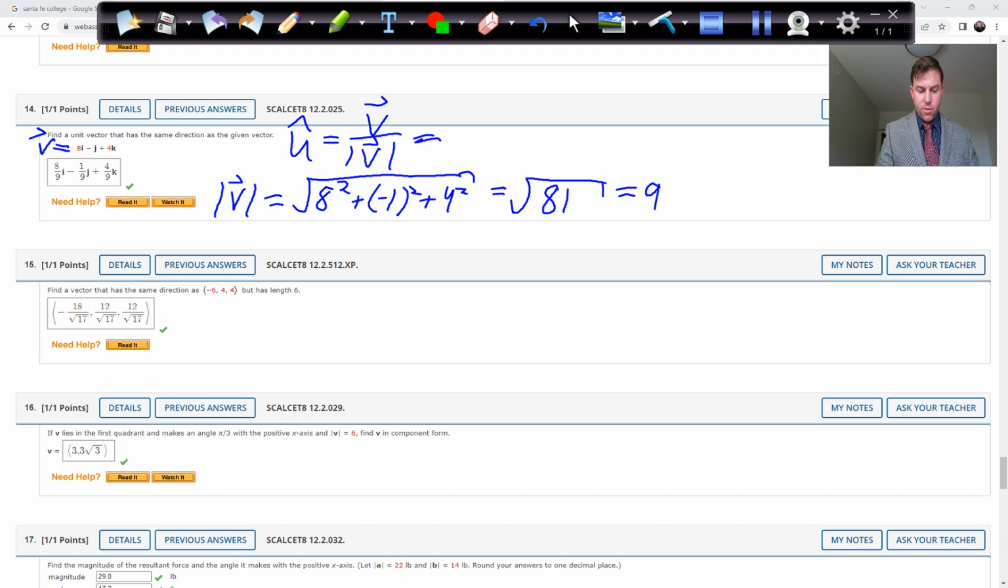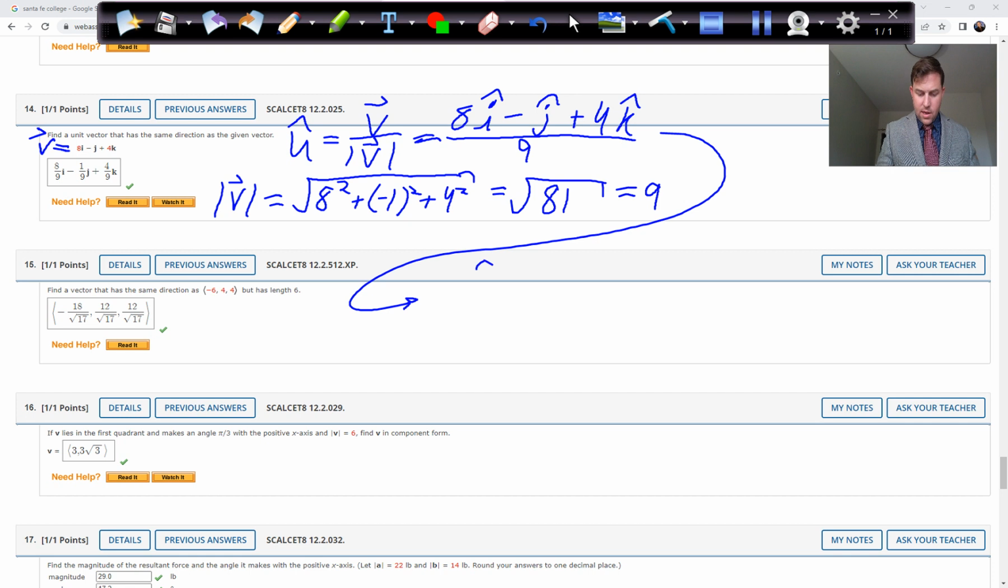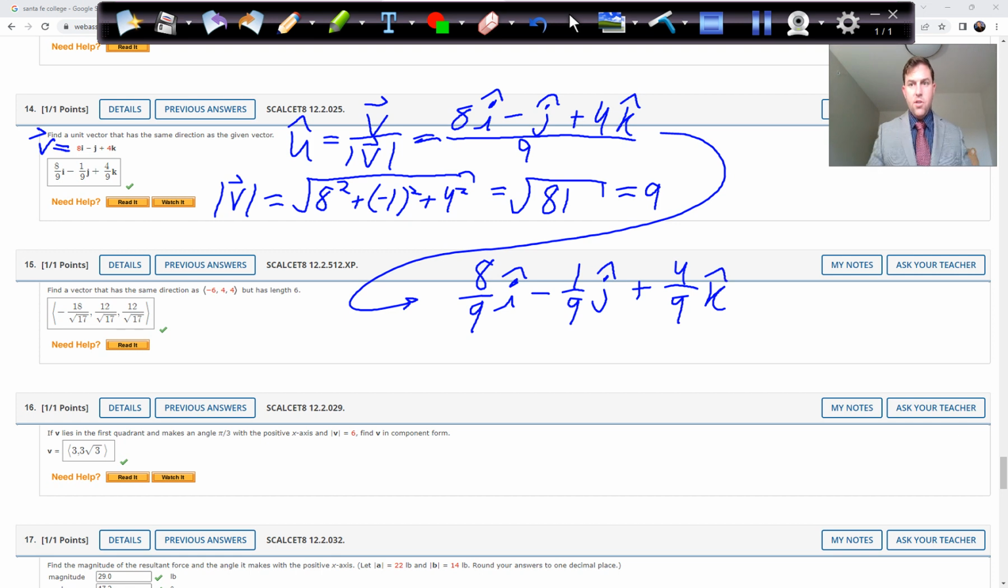So what we do is we put the original vector 8i minus j plus 4k, and we divide each term by 9. So we're going to get, let me do this down here, 8/9 on the i vector minus 1/9 on the j vector plus 4/9 on the k vector. And you would look to see if any of those things can be simplified, and they can't. So you just type them like fractions like that.